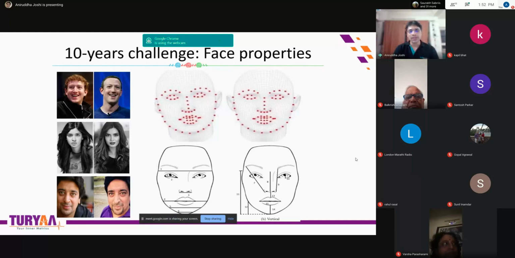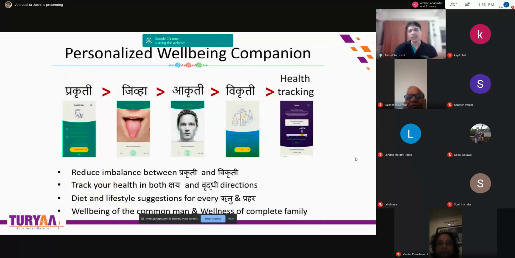About a year ago, there was a 10 years challenge by Facebook on Instagram, basically, and people were uploading their photos from 10 years before and today. So we actually downloaded 500 such available photos. We found various pointers on those faces and tried to find out which ratios on those faces did not change over 10 years. Maybe those ratios can tell us more about the Prakruti of a person, and so on. So we got some ratios, and based on that, we have come up with the next product, which is called Turyaa, which is at home.